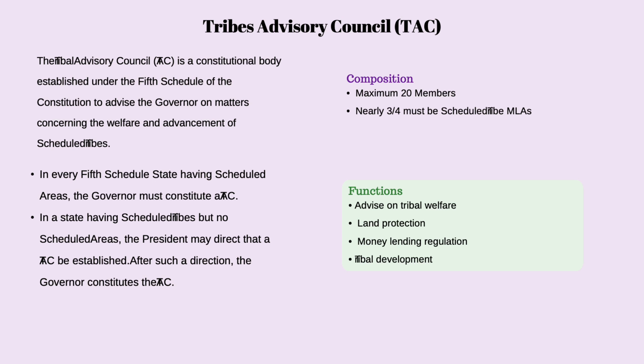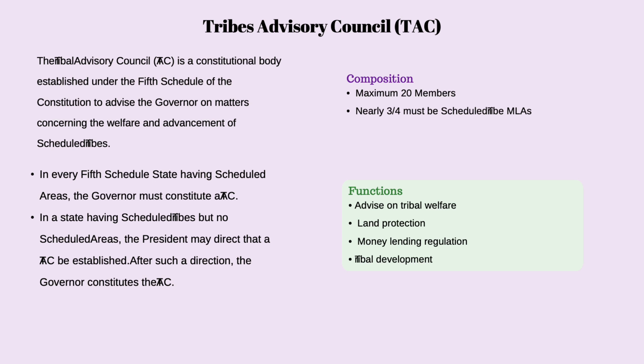There are 4 states that come under the 6th schedule. The powers that they have are much more autonomous than the states under 5th schedule. Okay, so in the Tribal Advisory Council, the second point, every 5th schedule state having schedule areas, the governor must constitute a Tribal Advisory Council. For every state, all these 10 states, it is mandatory for the governor to constitute a Tribal Advisory Council.